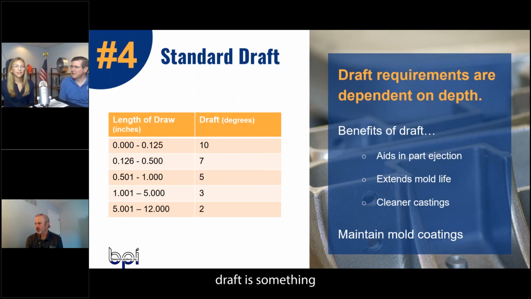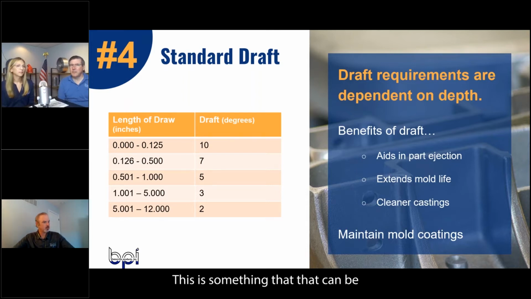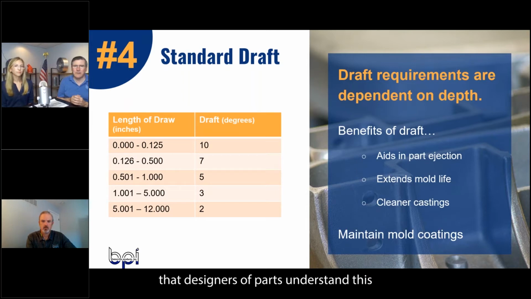So I know draft is something that we talk a lot about. Can you explain the idea behind draft and how you need to use it in a casting? Sure. This is something that can be a little counterintuitive for a designer too. Okay. And we want to make sure that designers of parts understand this.